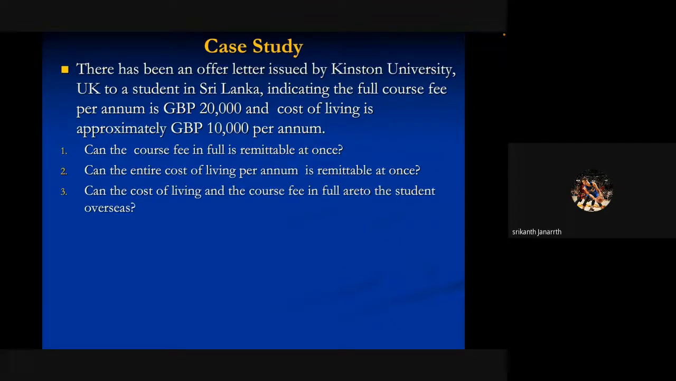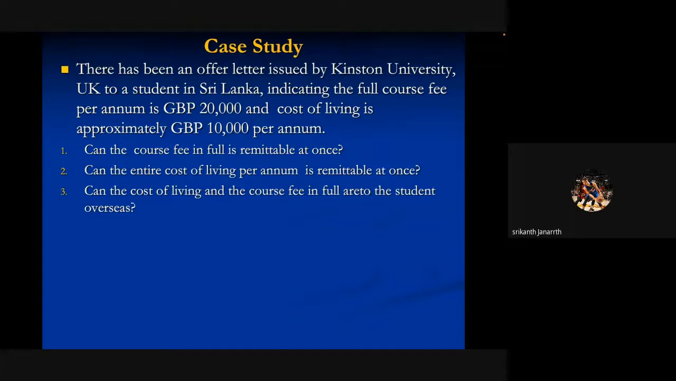Can the cost of living and the course fee in full be remitted? I think there is a typo. Just correct it, right? It should be: are remittable to the student overseas. In between, there's a word missing. Can you remit the cost of living and the course fee in full to the student's name? No, it is not possible. You have to say no, it is not possible.